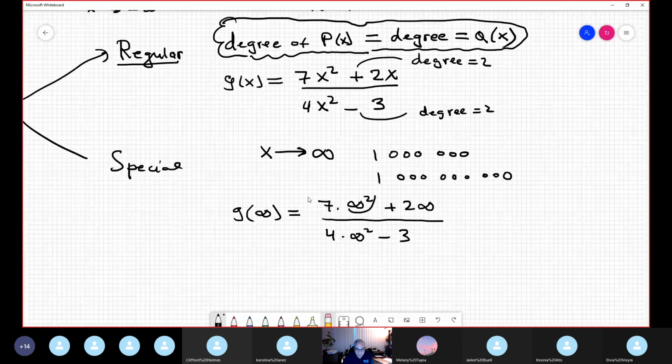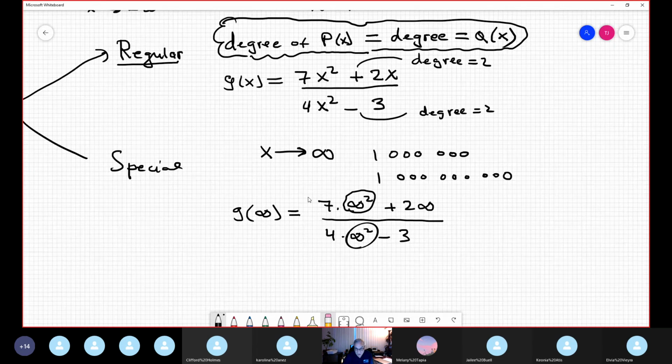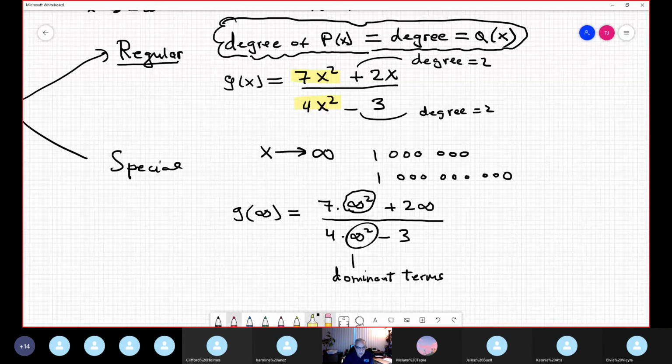Infinity squared is bigger than infinity. Infinity squared is bigger than 3. 3 is just $3, and infinity is 1 trillion, 1 million. And this is 2 times, so when you increase the exponent, this is the dominant term. In conclusion, you take only the leading coefficient in the dominant term, and the rest is completely negligible.